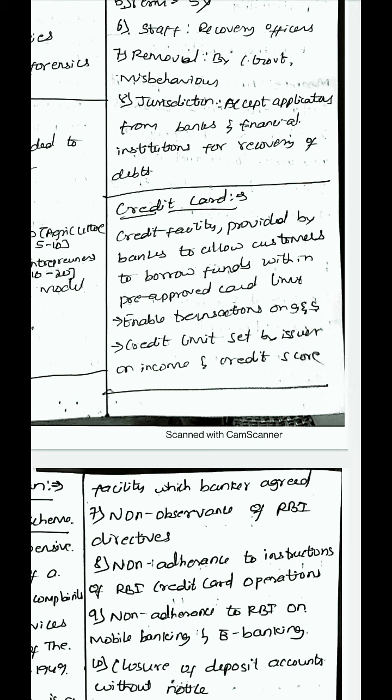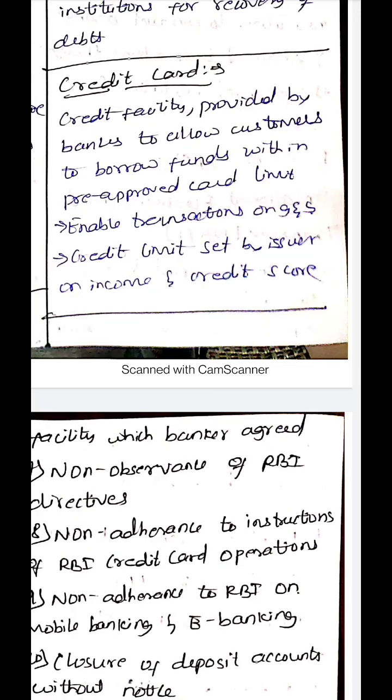The next is the credit card. The credit card facility is provided by banks to allow customers to borrow funds within pre-approved card limits. So it is provided by banks to their customers to borrow funds. It is a kind of taking a loan within a pre-approved card limit. So it enables transactions on goods and services. The credit card limit is set by the issuer based on income and credit score.